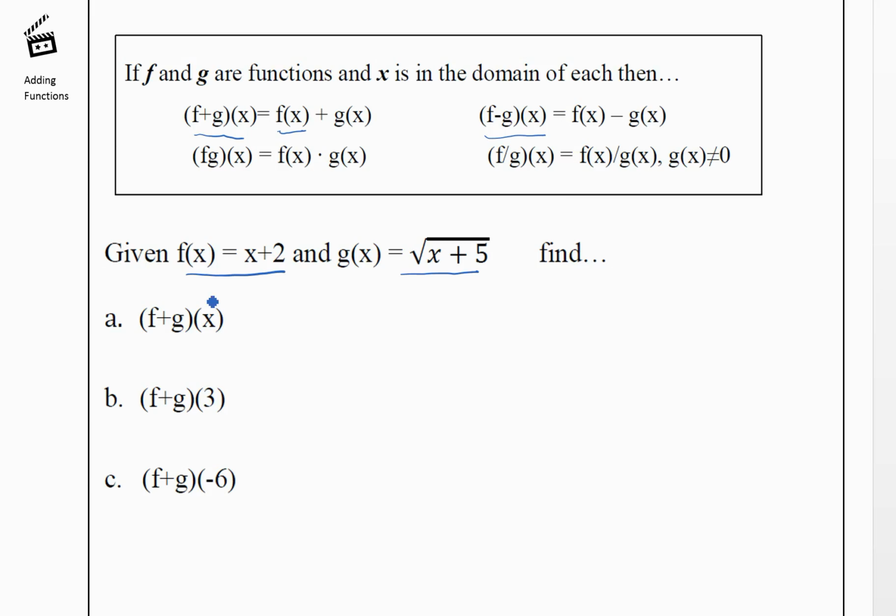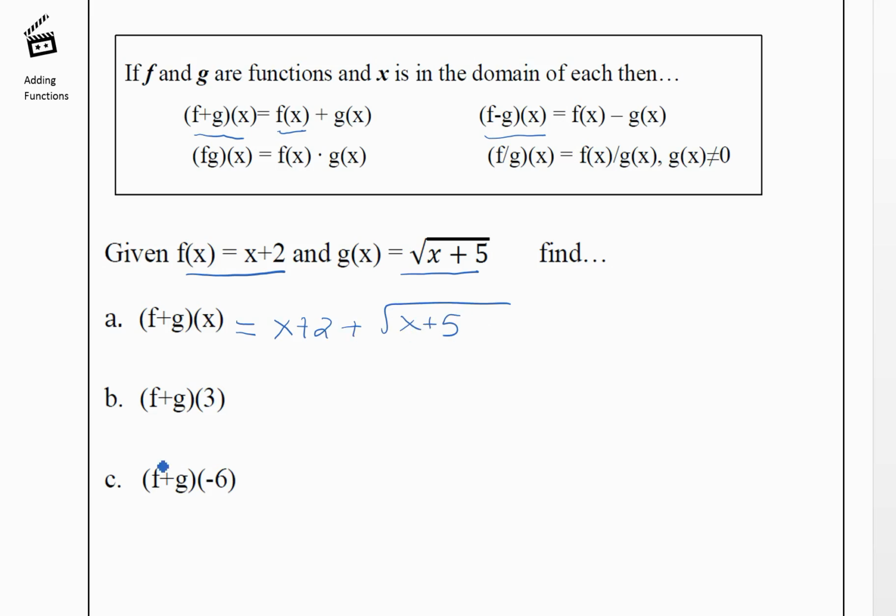So it says, given f of x is equal to x plus 2 and g of x is equal to the square root of x plus 5, find f plus g of x. So we're just going to take f of x, the expression x plus 2, and add to it the square root of x plus 5. If there was any simplification we could do, we would do it, but here there's nothing we can do to simplify. That is our final answer.